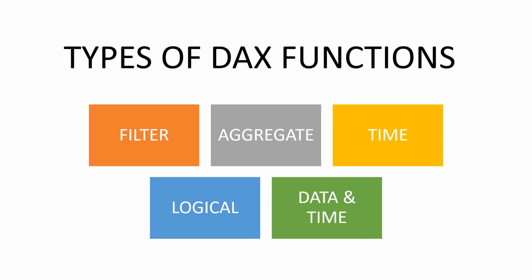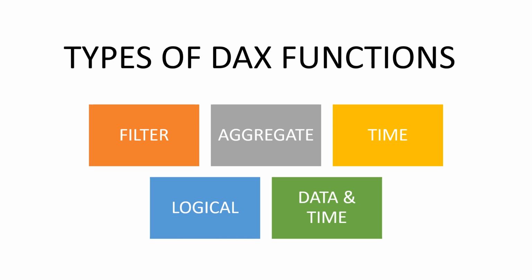DAX table valued functions. Many DAX functions take tables as input, output tables, or do both. These DAX functions are called DAX table valued functions because a table can have a single column. DAX table valued functions also take a single column as input. We have the following types of DAX table valued functions: DAX aggregate functions, DAX filter functions, and DAX time intelligence functions.